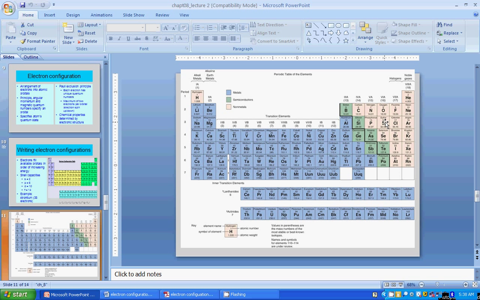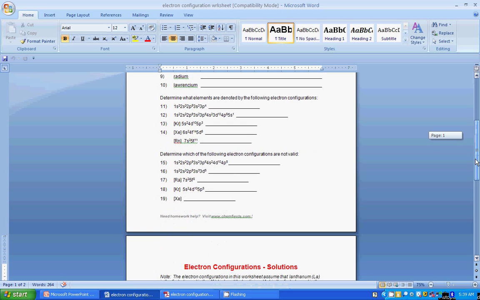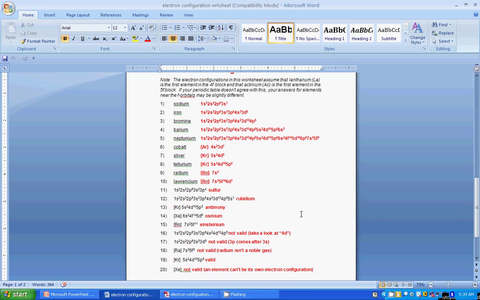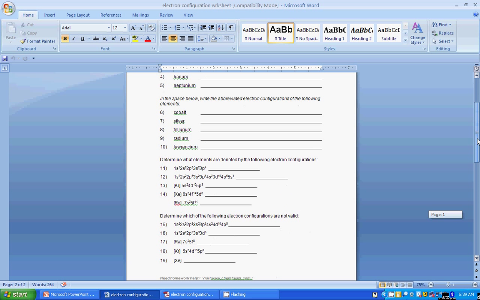And so the answer for number 11 is sulfur. If we move down to our answer key, we see, yes, it is. You want to do the next one and do the same thing. You add up your electrons at the top, which gives you the atomic number. Then you use your periodic table to find the atomic number and write that element down.